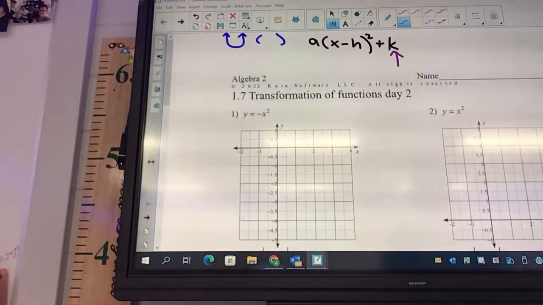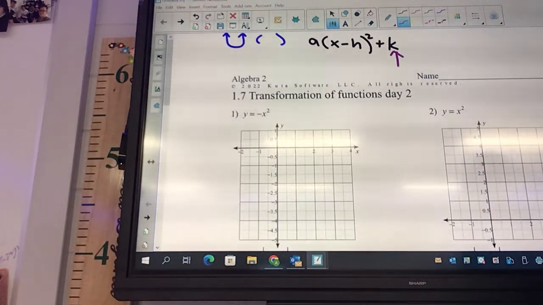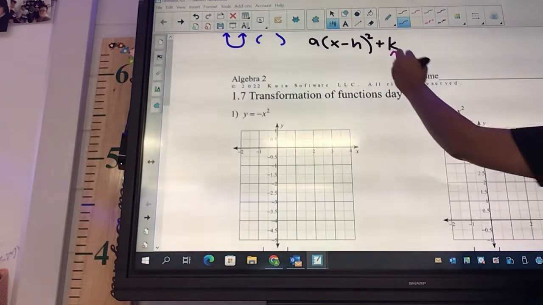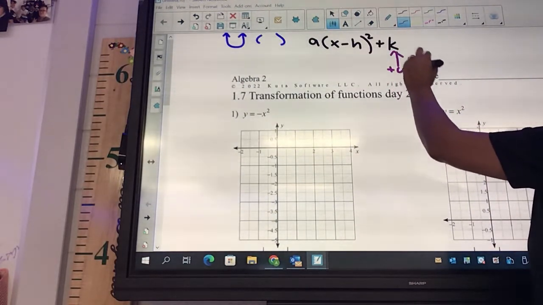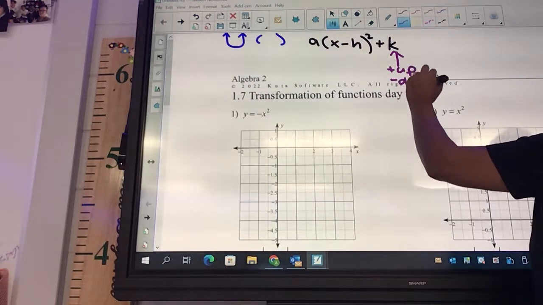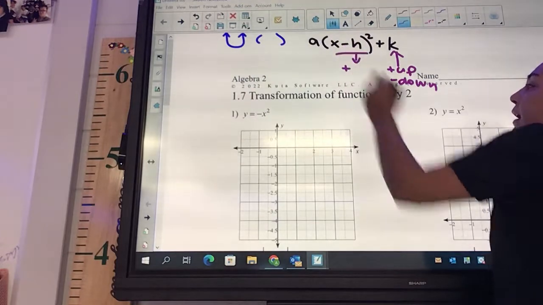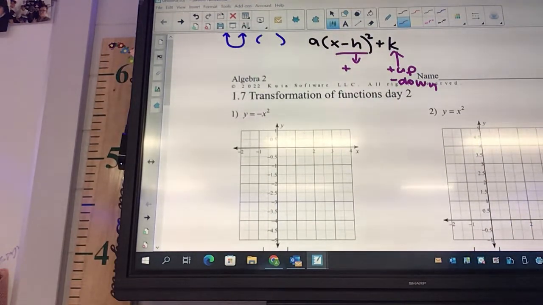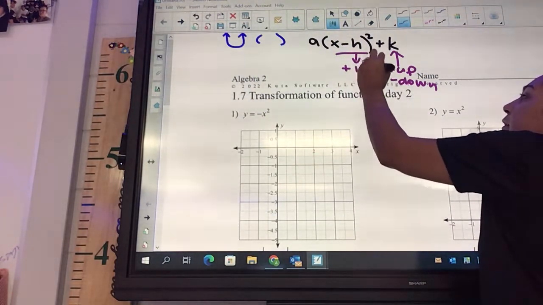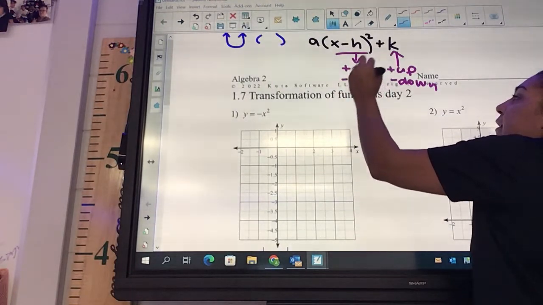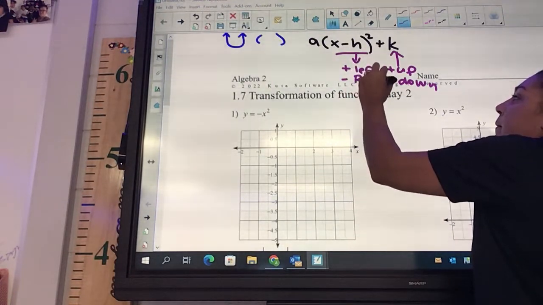Come on. What does the K do? Does anybody remember? K is the y-intercept. If it's a plus, we go up. If it's a minus, we go down. The H, the inside here. If it's a plus, which way do you go? Left. To the left. Oh yeah, I remember. If it's a minus, to the right.